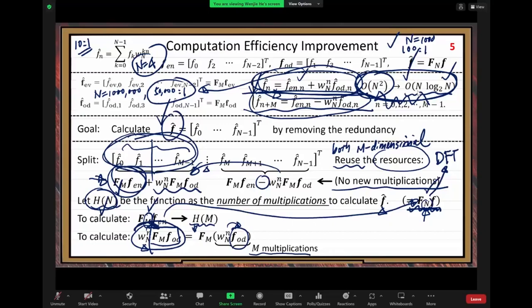After that, we get a whole vector. Then we do this multiplication. So here, the total number of multiplications, we need H of M, plus that scalar multiplication, we need M multiplications. So that's the total number of multiplications for the second term. Not the second half, the second term.